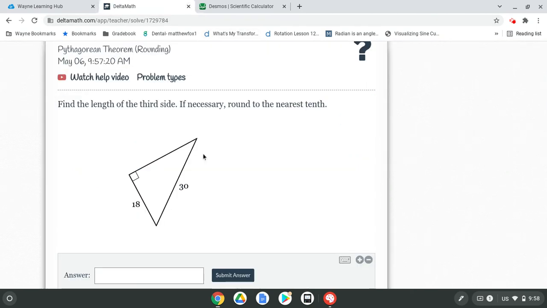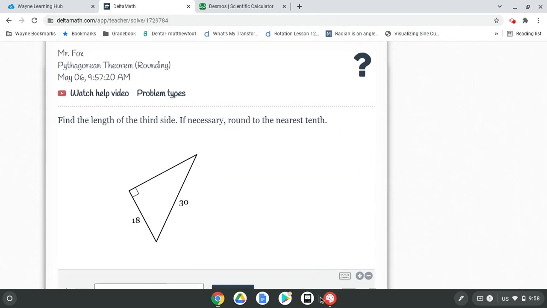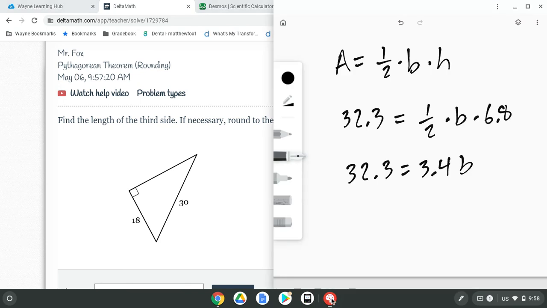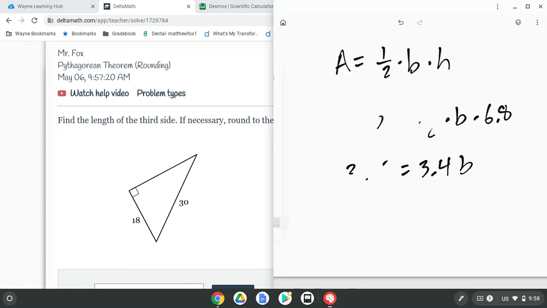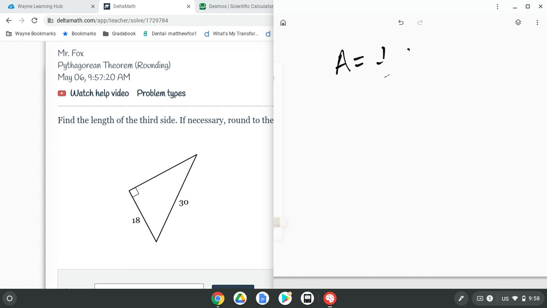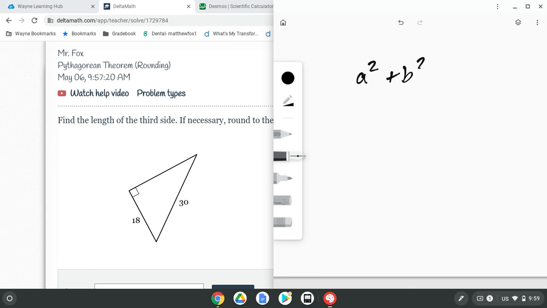Now the second type that I wanted to mention with Pythagorean theorem, okay, remember we said we are still going to use a squared plus b squared equals c squared. The difference is sometimes they give us c. If we look here, the hypotenuse is 30. Okay, so a squared plus b squared equals c squared. A squared, we can put 18 squared plus b squared equals 30 squared.